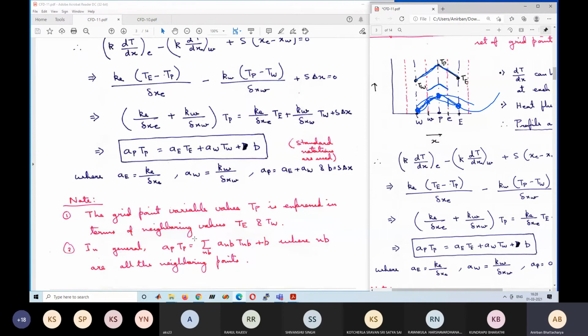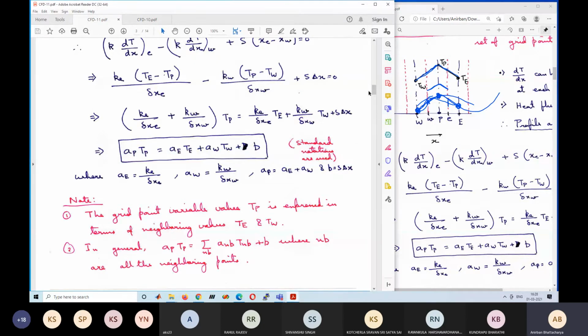To summarize, the grid point variable value TP is expressed in terms of neighboring values TE and TW in general. For a general problem which is not a 1D problem, it can be 2D, 3D, or it can have a non-uniform grid structure like a pentagon, hexagon, heptagon. We will have AP TP equal to the summation over all the neighboring points of A nb T nb, where A nb is the coefficient of that neighboring grid point. So A1 T1 plus A2 T2 plus A3 T3 and so on, plus B, where B accounts for the source term.